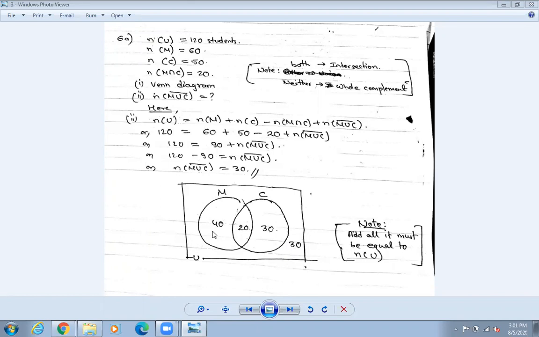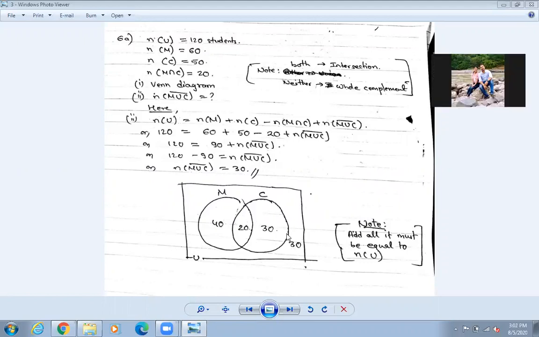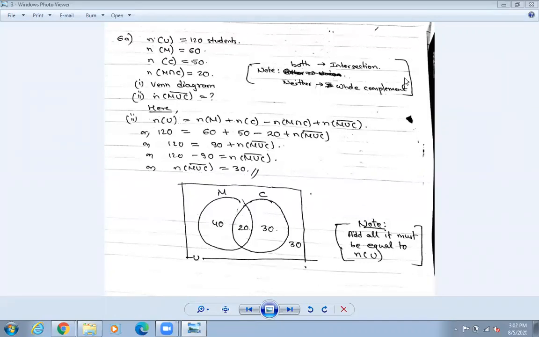So after doing everything, I told you yesterday also, when we studied the set chapter, that we always add all these numbers. So 40 plus 20 is 60. 60 plus 30 is 90. Then 90 plus 30 becomes 120. Is it 120? Oh yes. So this is our answer: n(U) is equal to 120. In this way, we can solve this question.